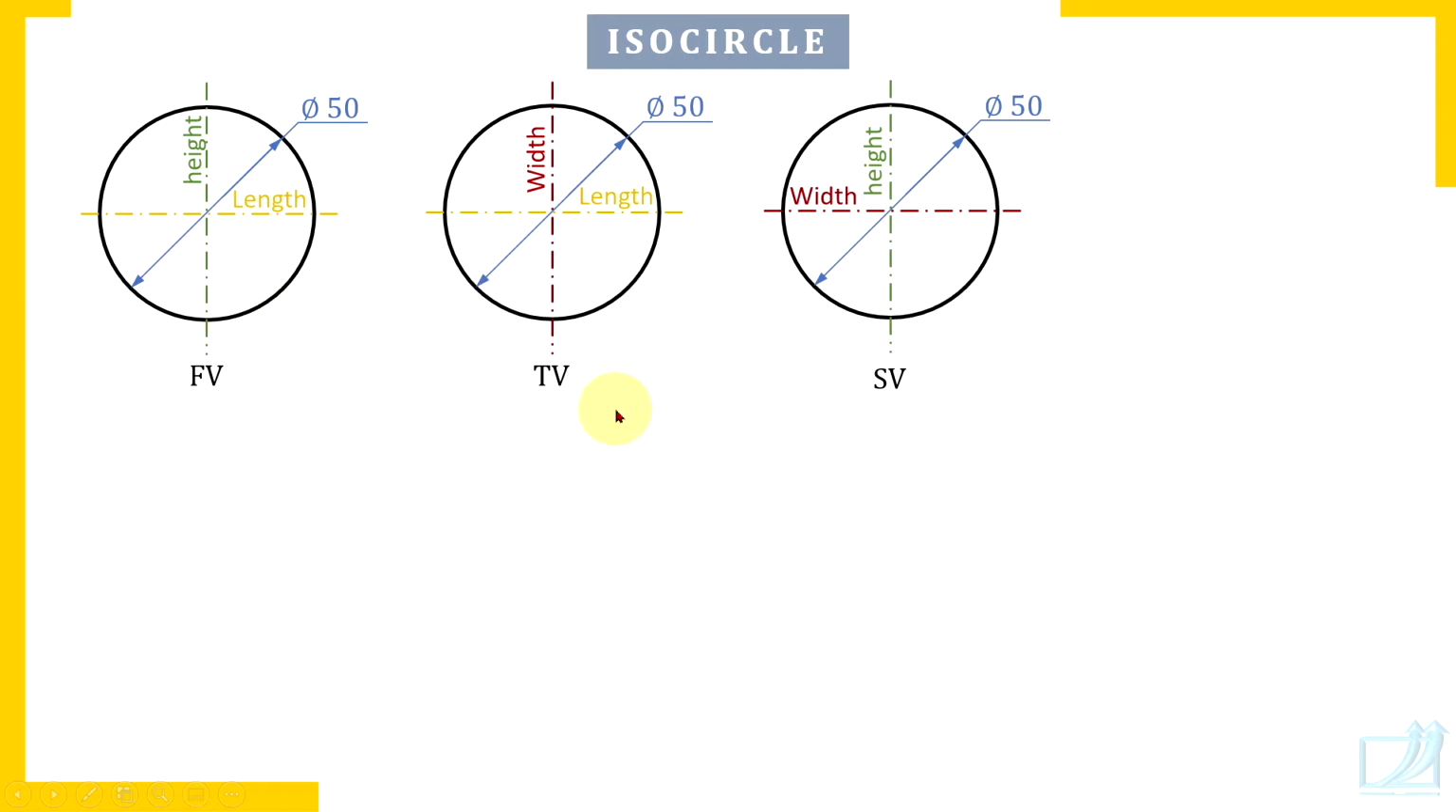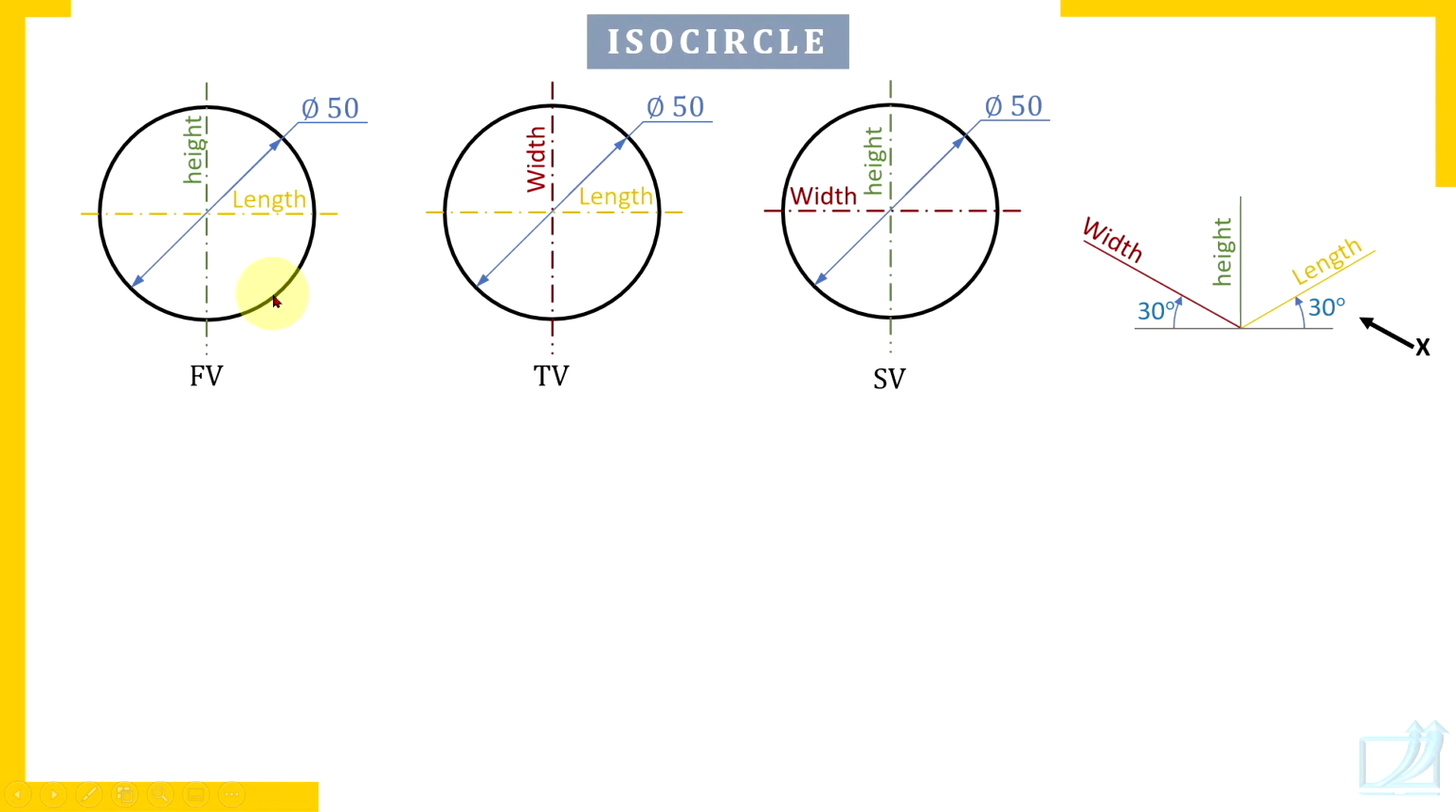In an isometric view, all three dimensions, all three axes appear, but you must be sure about their orientation before you start drawing the isocircle. So let's assume the orientation of width, height and length axis in isometric view in this manner. So with reference to these axes, let's construct isometric views of these circles.